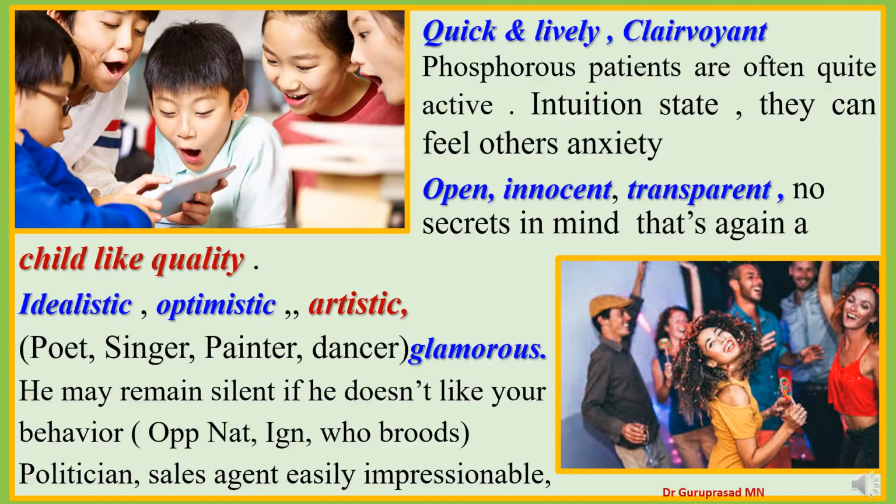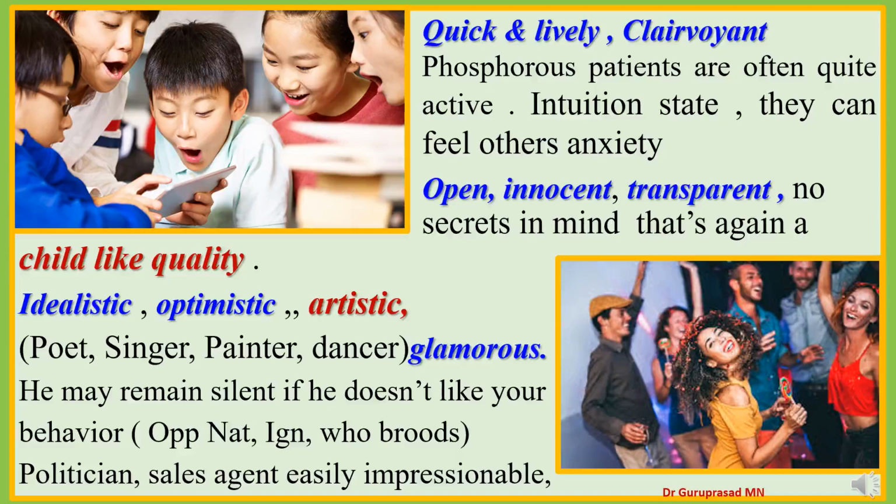Just opposite of Natrum and Ignatia or Staphysagria. If a Natrum person doesn't like your behavior, the Natrum person will become gloomy and moody. Or an Ignatia person may get irritated. Or a Staphysagria person may feel insulted. But Phosphorus is not at all like that. He may remain silent and he'll do his work.